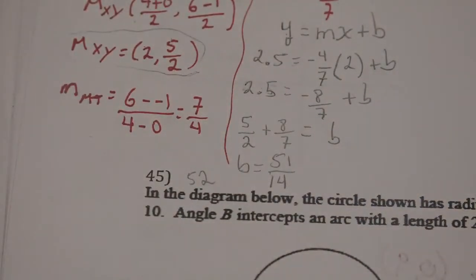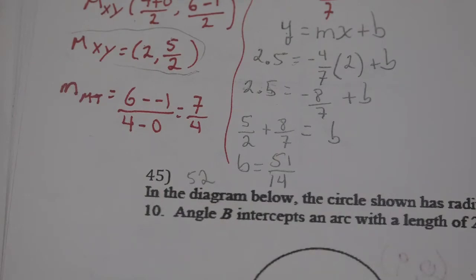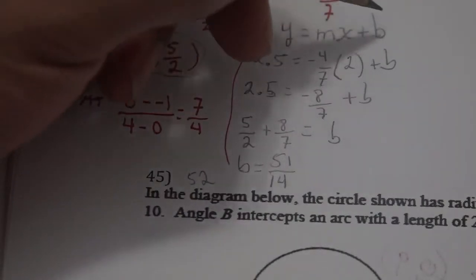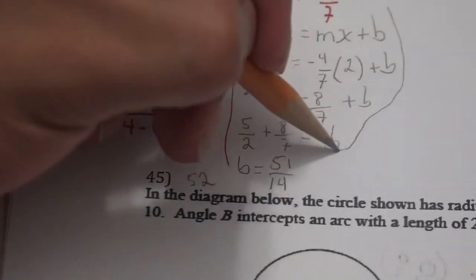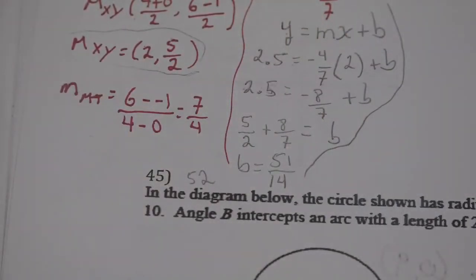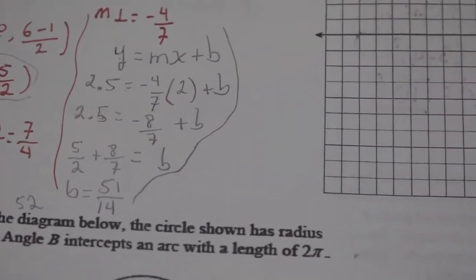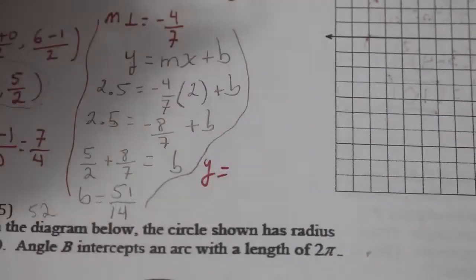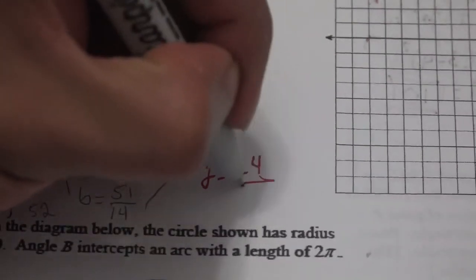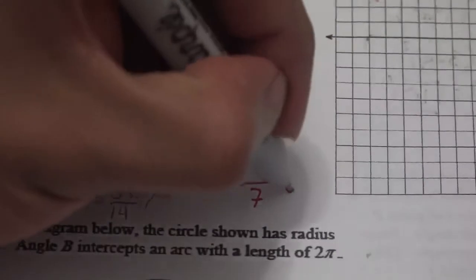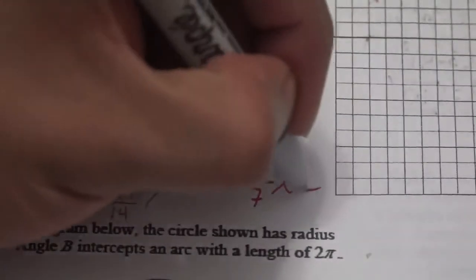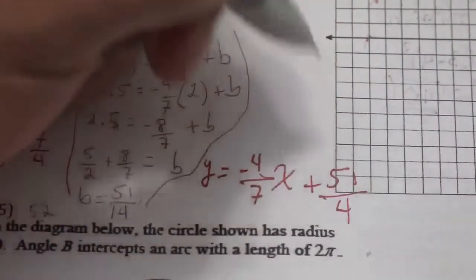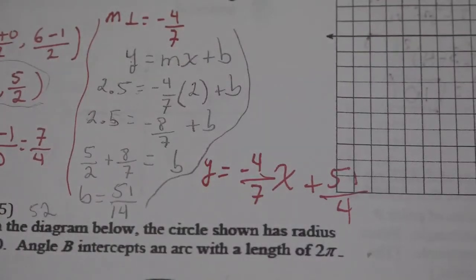So now I'm ready to write the equation. Okay? The equation of my line is going to be y equals the perpendicular slope, which is negative 4 over 7, you put the x right there, and then plus 51 over 14. Okay, and that's it. That's how you do it.